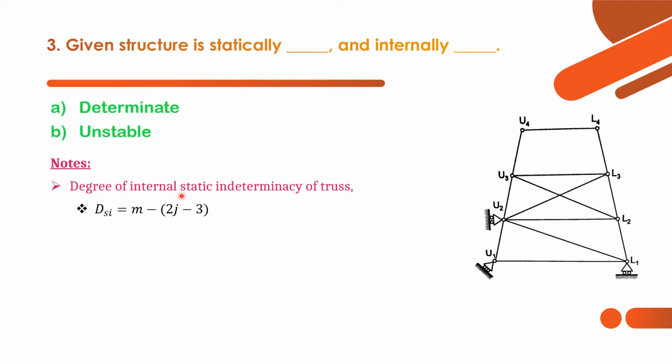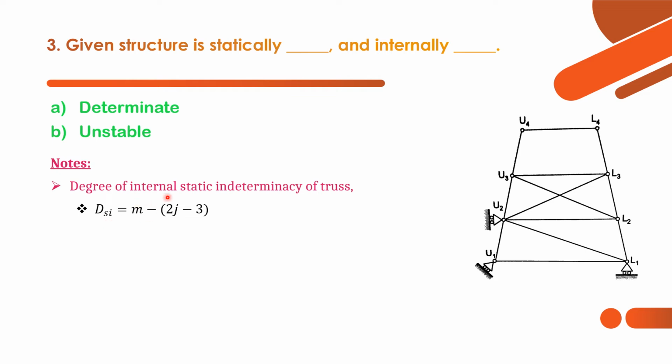So the degree of internal static indeterminacy of a truss is given by DSI is equal to m minus of 2j minus 3. So here how many members do we have? Let's calculate that. 1 2 3 4. So in this 4 members, so similarly we have 5 6 7 8 9 10 11 12 13. So totally 13 members we have, and j is the number of joints. We have 8 joints here, and 3 is the equilibrium equations. So upon substituting the values, we get DSI is equal to 0.